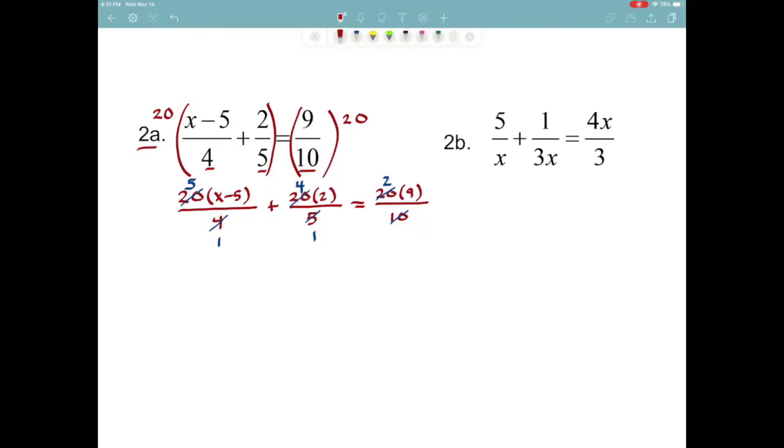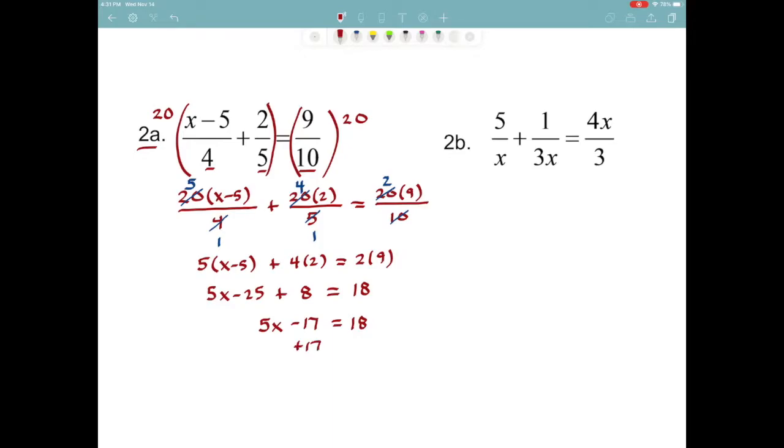So what we're looking at here is 5 times the quantity of x minus 5 plus 4 times 2 equals 2 times 9. Now all we need to do is simplify and solve. So we're going to have a 5x minus 25 plus 8 equals 18. Negative 25 and 8 is going to give us a negative 17.